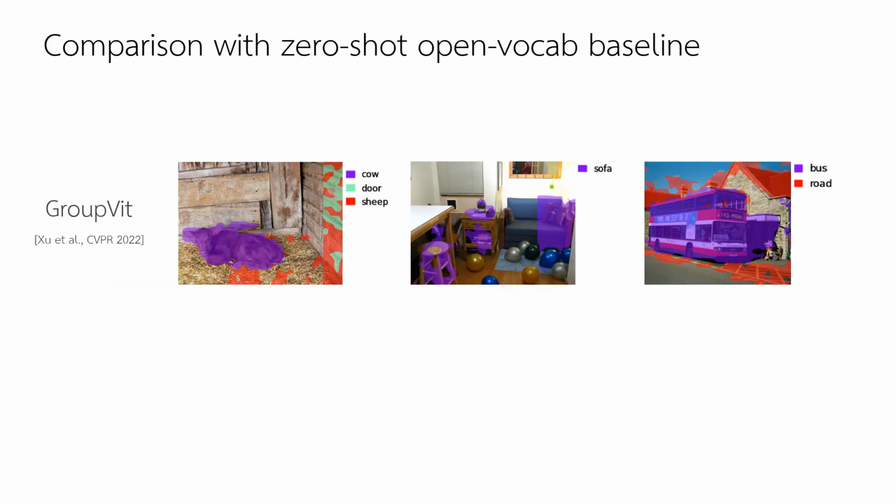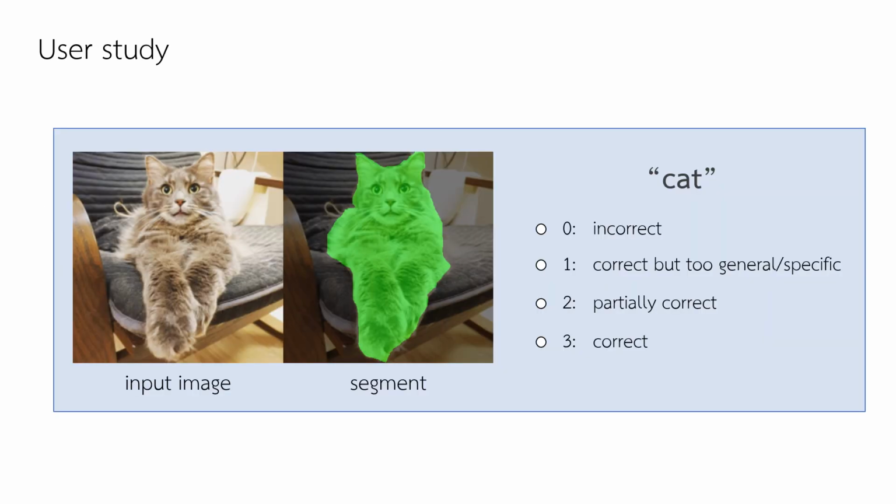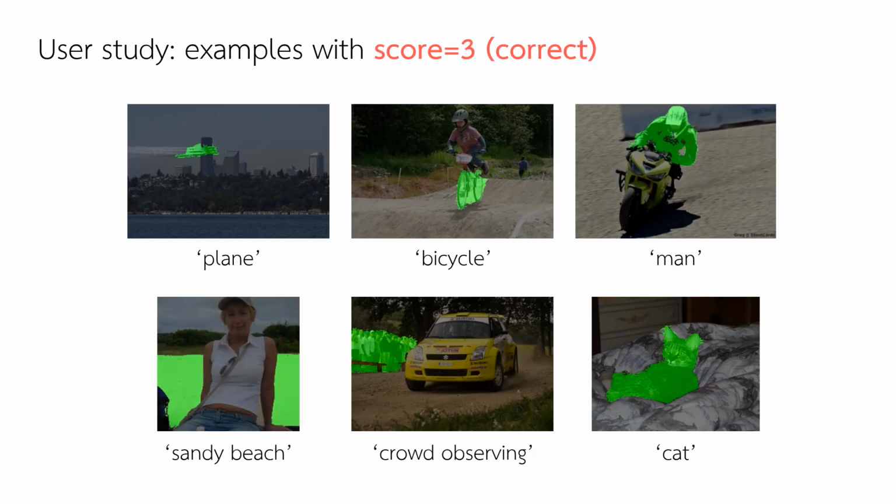When compared to zero-shot open vocabulary baseline, our method discovers more objects and can offer more fine-grained labels like stool. In a user study, we ask human evaluators to rate how well predicted labels describe their segments on a scale of 0 to 3. Here are some examples of the user study.